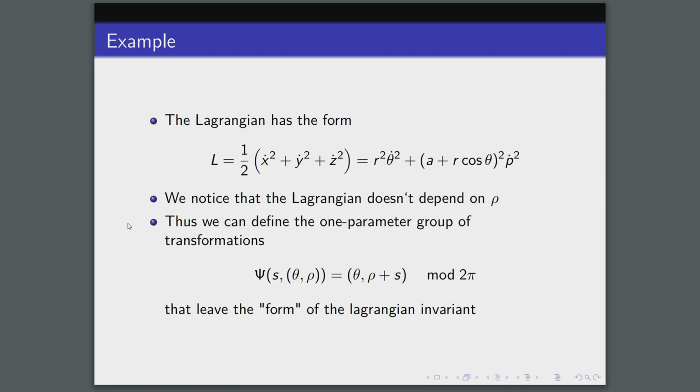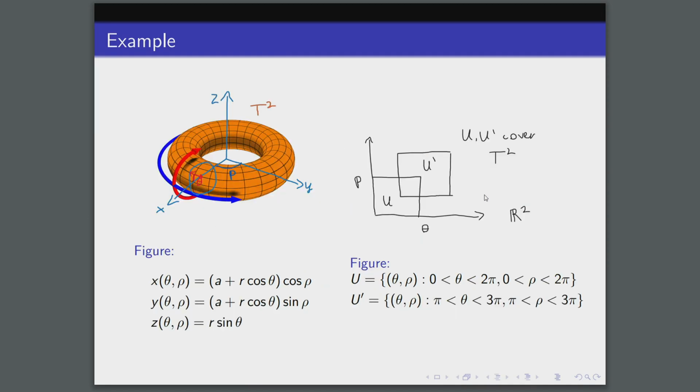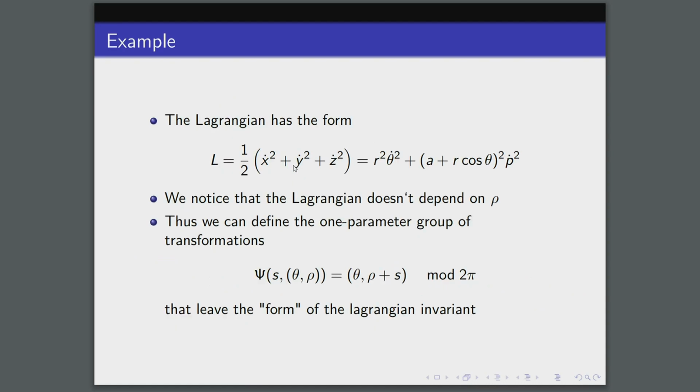So the Lagrangian, if we have it in the normal Cartesian coordinates, looks like this. And then if we calculate it with the parameterization that we're using, we get this form. We also notice that the Lagrangian doesn't depend on rho. So the second coordinate doesn't come up in the Lagrangian, the function that we're trying to minimize or maximize, which means that we can define a one-parameter group of diffeomorphisms that leave the Lagrangian invariant. Since it doesn't depend on rho, if we shift rho by some factor, this will not affect the function L itself.